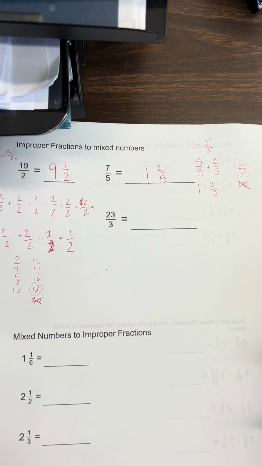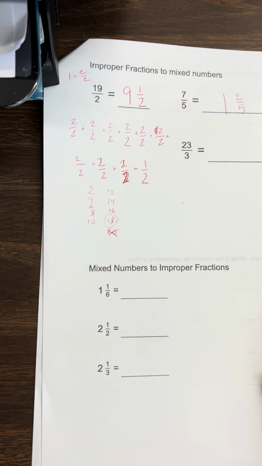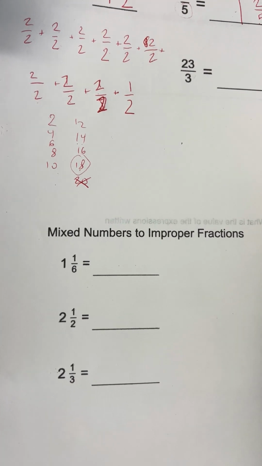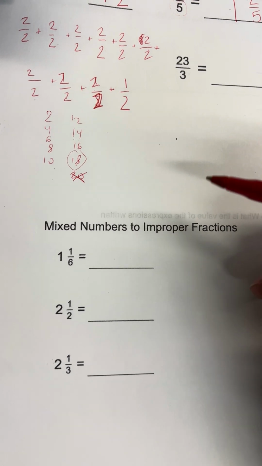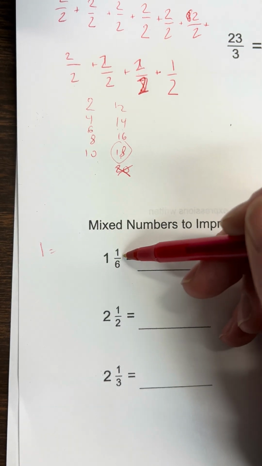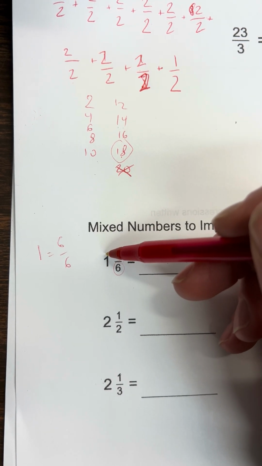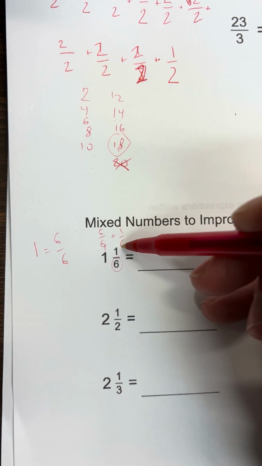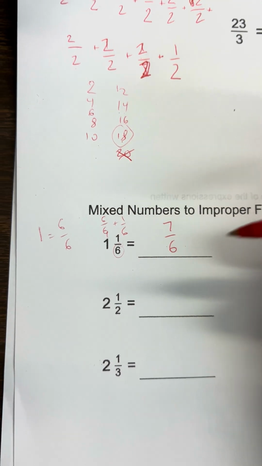You can do this one for practice on your own, and we can check it in class on Monday. Mixed numbers to improper fractions. I think this is pretty easy also, as long as you follow this step. In this example, 1 whole is equal to 6/6. So this 1 whole is 6/6 plus 1/6. 6/6 plus 1/6, it couldn't be any easier.